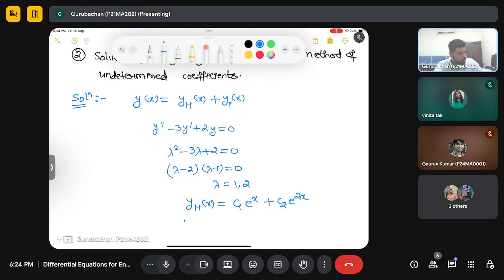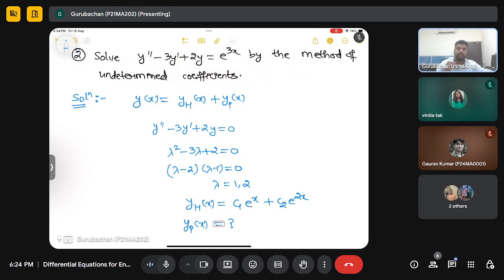So now what will be yp(x)? For that, we know from the lectures we have two approaches. One is the method of variation of parameters and the other one is the method of undetermined coefficients. Here we have been told explicitly to apply the method of undetermined coefficients.